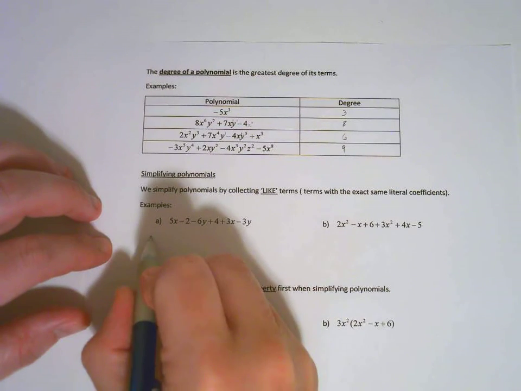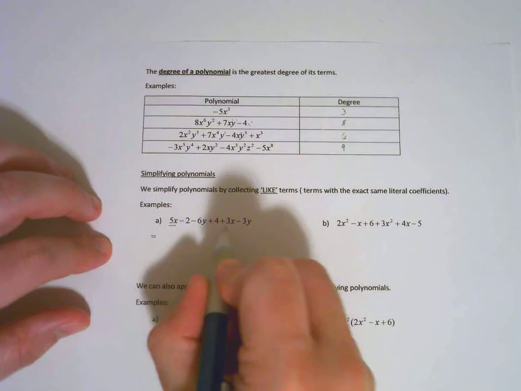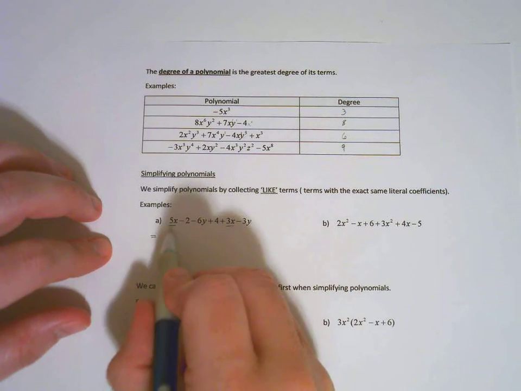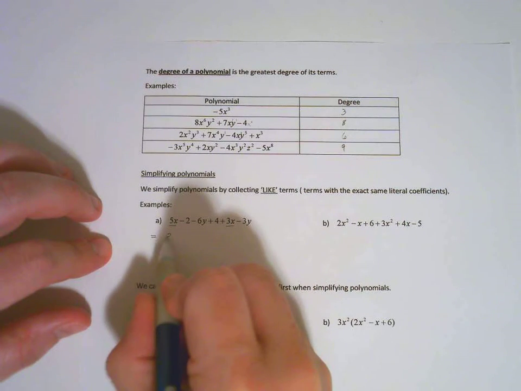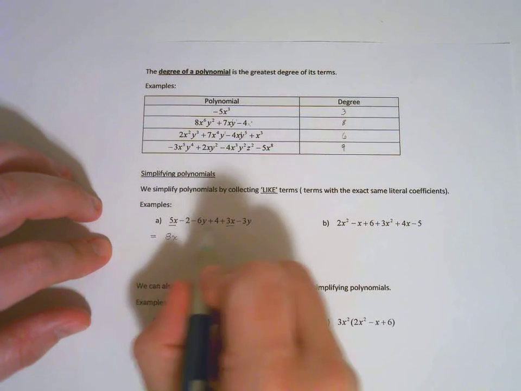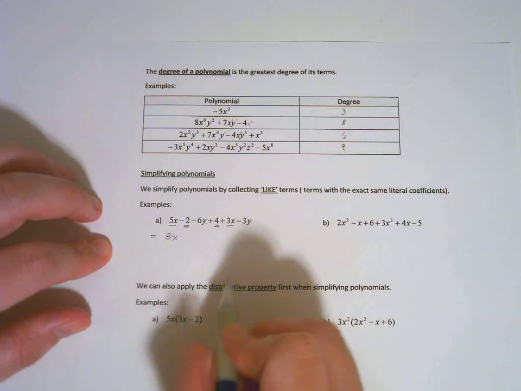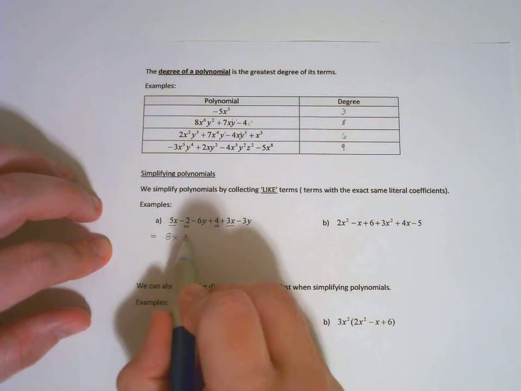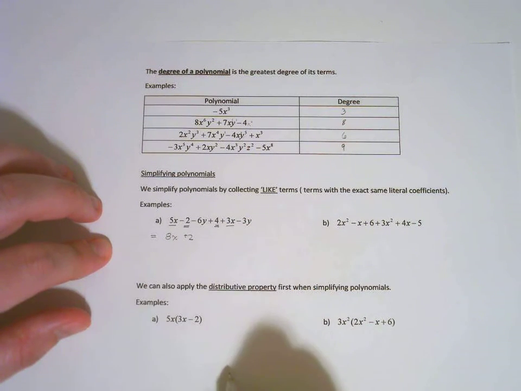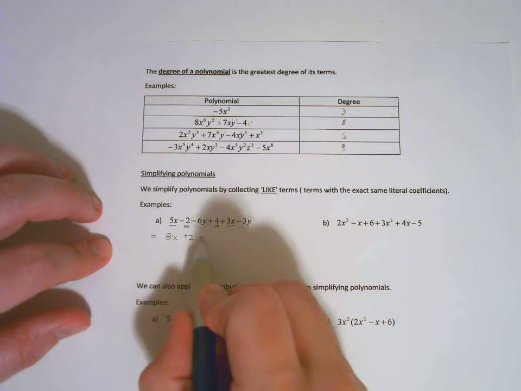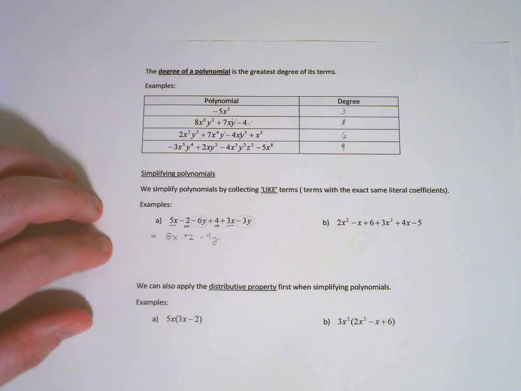So here, if I want to collect like terms, I'm going to collect all the x's. They are of the same type. So I've got 5 of them. I'm going to add 3 of them. So I've got 8. I'm going to add, let's say, the constants. -2 plus 4 is a +2. And then here's the y's, -9y.